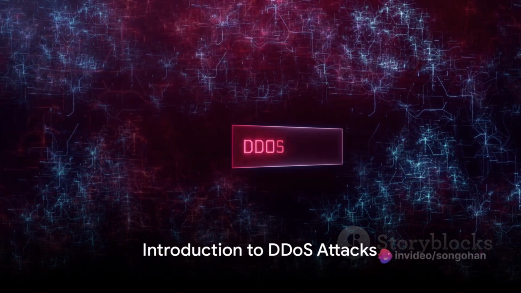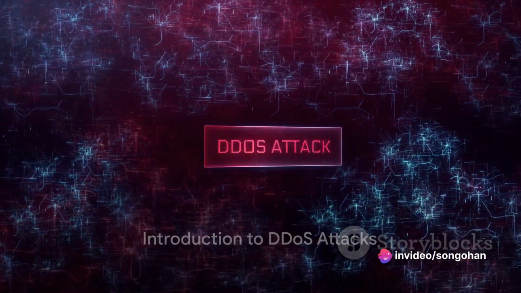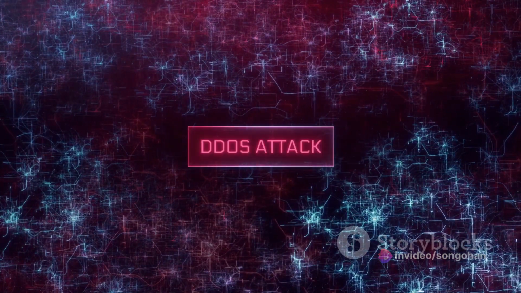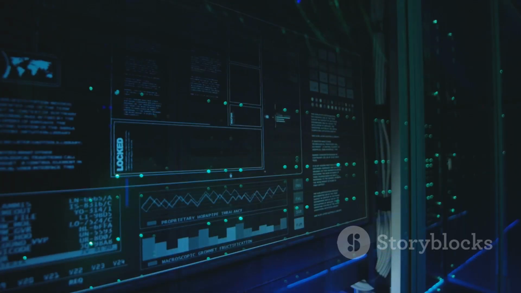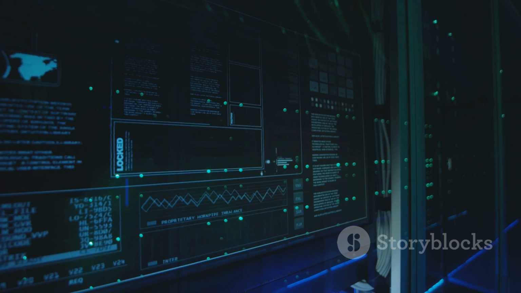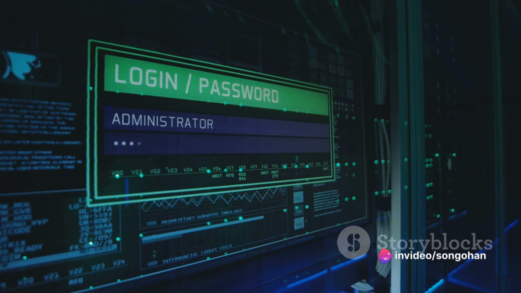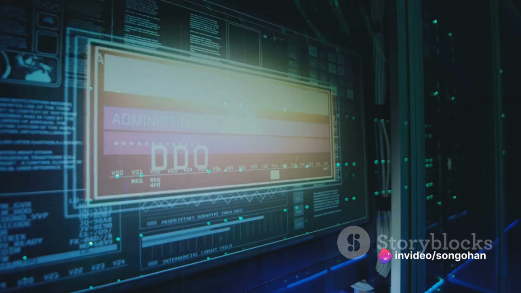Have you ever wondered how a DDoS attack is carried out? Today, we're diving into the world of these disruptive cyber attacks. DDoS, or distributed denial of service attacks, are a formidable and increasingly prevalent threat in the digital landscape. In layman's terms, they're the internet equivalent of a traffic jam.